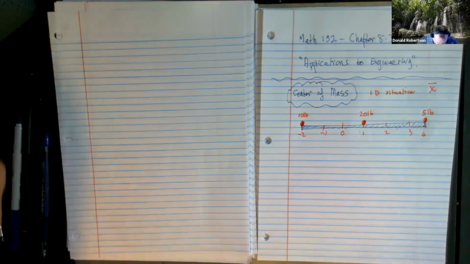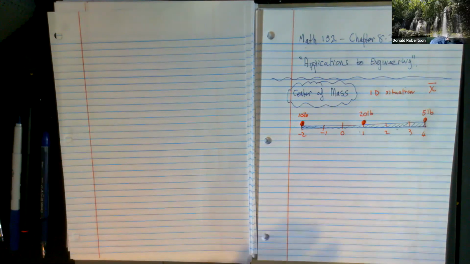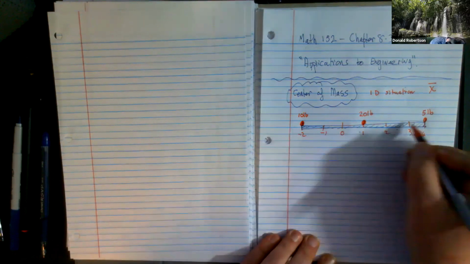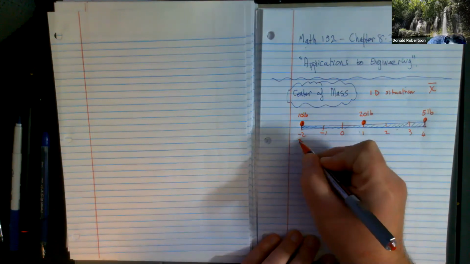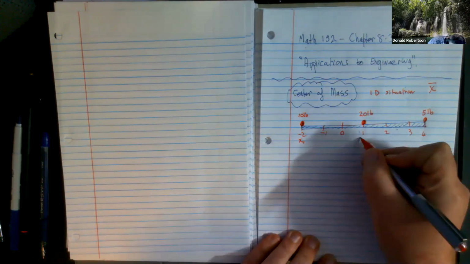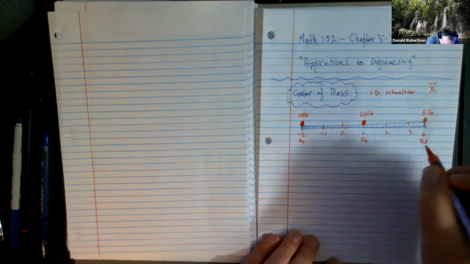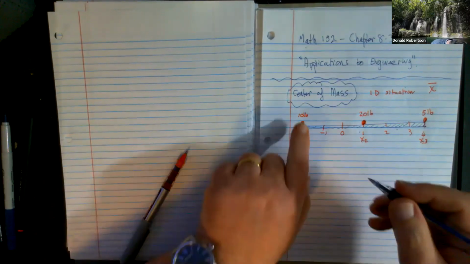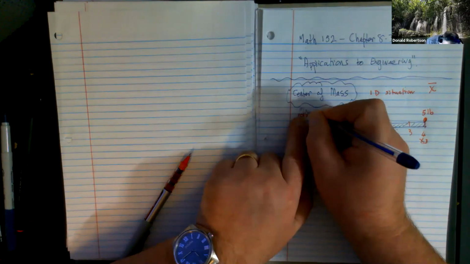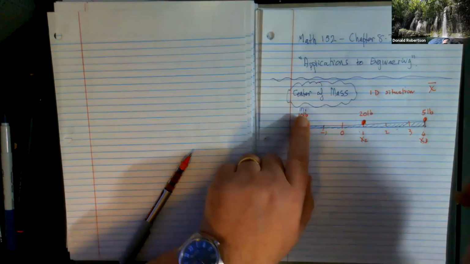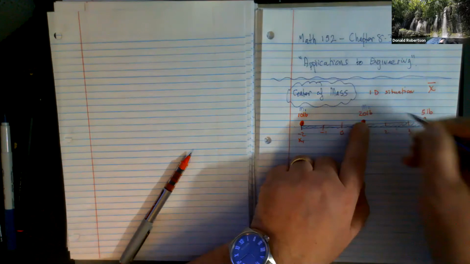So let me show you some naming that we give. These 3 points, I'm going to call this one X1, that's its position. This one I'm going to call X2, its position. And this one I'm going to call X3. And this one, its mass, so I'll call it M1. The second one's going to have a mass called M2. And the third one's going to have a mass called M3.